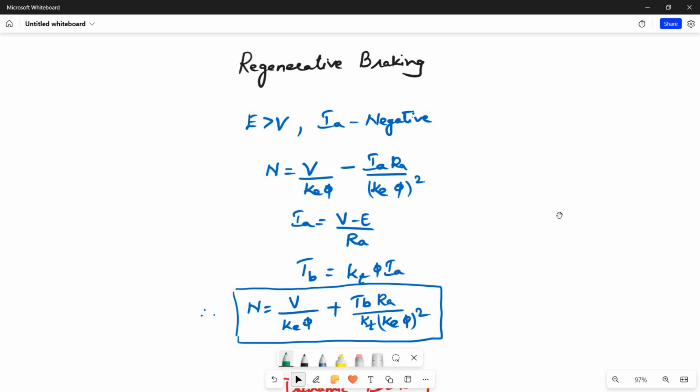It passes through the no-load speed point with the same slope as in the first quadrant, that is forward motoring. Hence, the forward braking is achieved. So, the main point in regenerative braking is whenever E is greater than V, Ia is negative and hence the torque is also negative. Now, the motor characteristics moves to the second quadrant, that is forward braking.